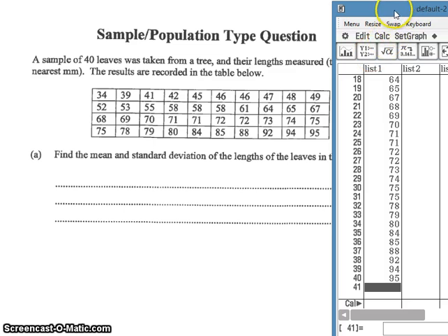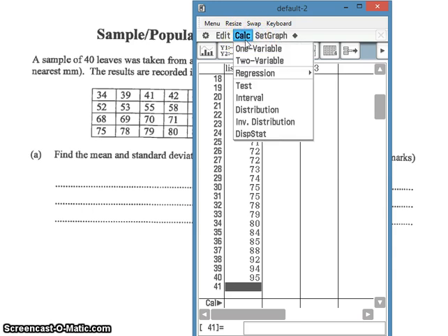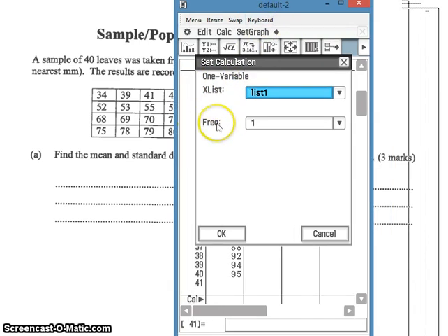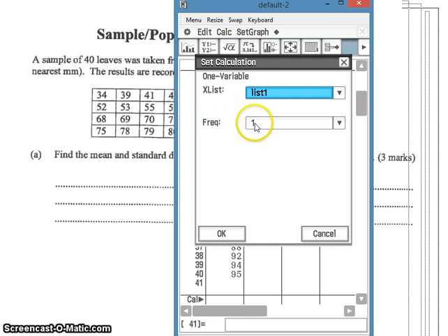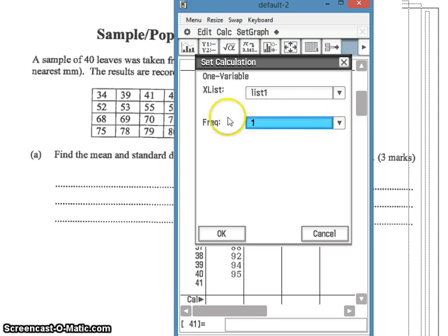So in order to find the mean and standard deviation, rather than calculate them the long way, we're going to go to calc, one variable. We've just got one list, one bit of information. My X list, so my list of data, is coming from list 1. Frequency is 1, so basically there's no frequency table. This isn't a frequency table where a second column would be used, which you can do here. You can set up a second column. We're not going to do that. Frequency is 1, so everything in the list occurs once is what we're telling it.